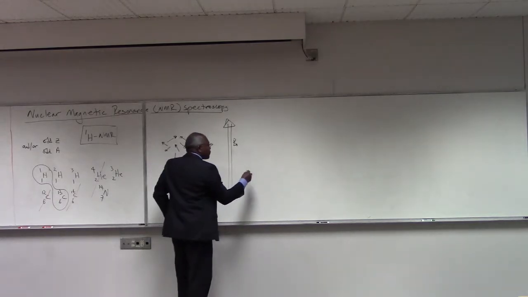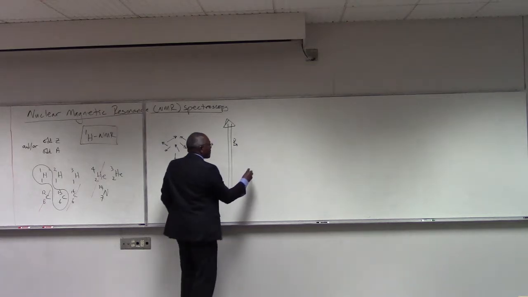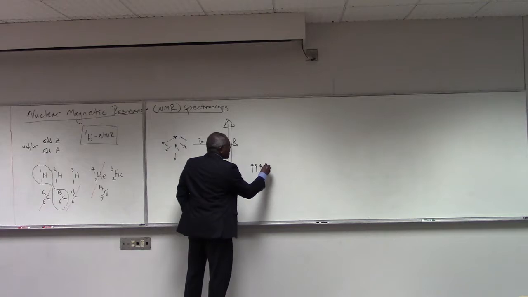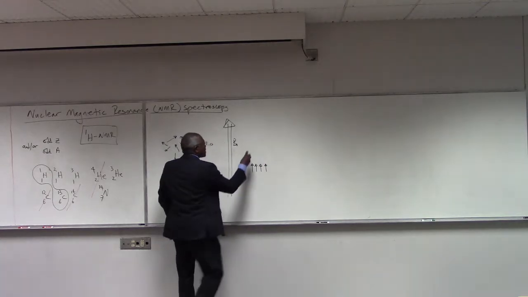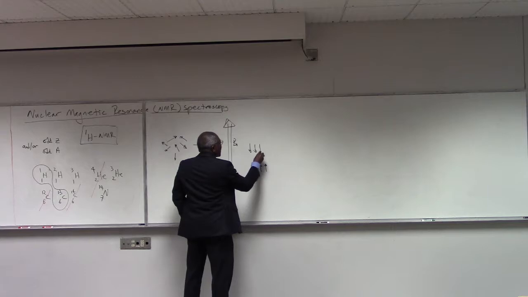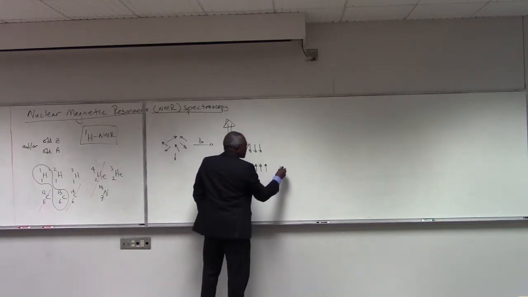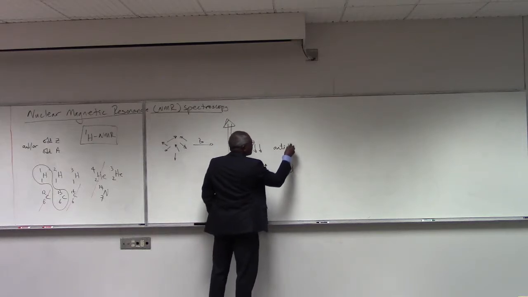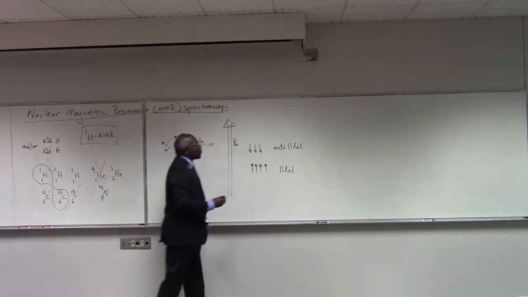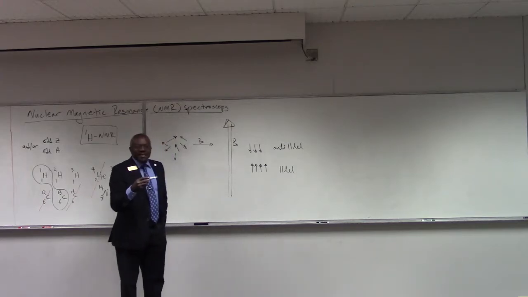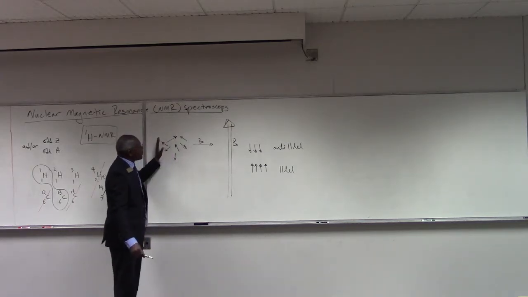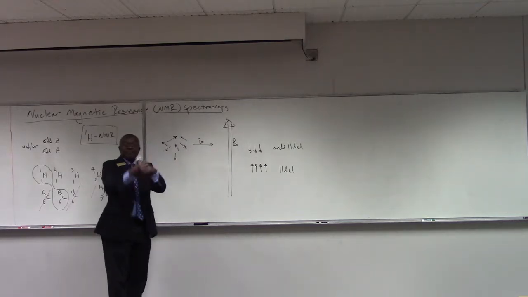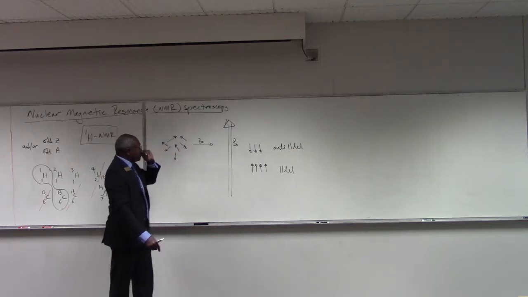And they align themselves in what we call two different spin states. In one spin state, they will be aligned parallel to the field. And in the other spin state, they are aligned anti-parallel to the field. So there's a parallel and there's an anti-parallel. So two separate spin states arise. Now ordinarily, in the absence of a field, the spin states are random. So there's no net dipole.